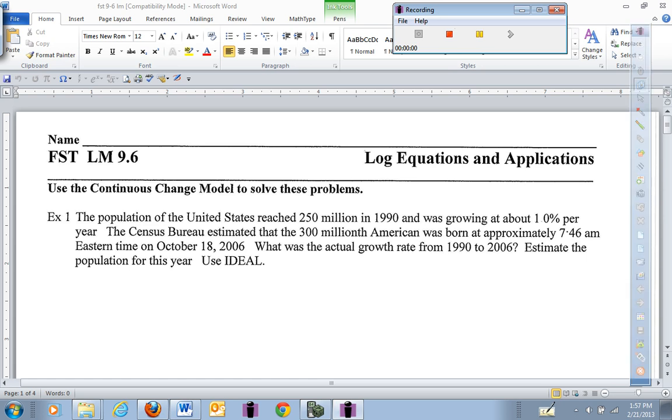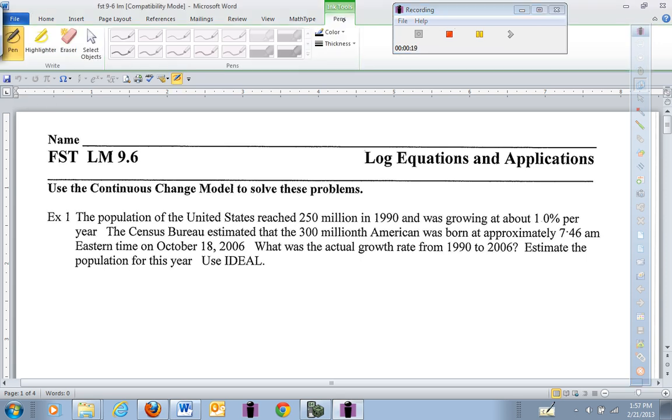The last section of Chapter 9 is going to be log equations and applications. And so we're going to be using all the knowledge that we have on how to solve equations to apply them to certain problem-solving situations. And to do that, we're going to be using the continuous change model, which you might remember is the PERT model. So a lot of these problems we'll use the PERT model for.